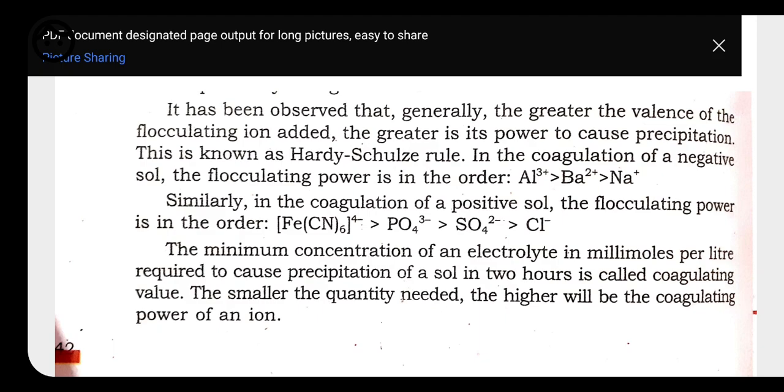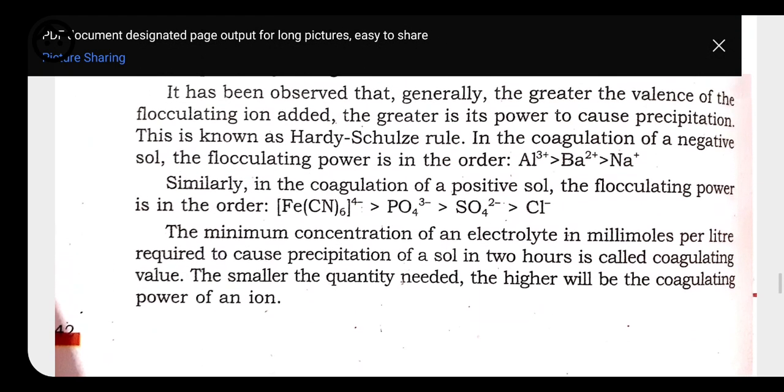Sometimes a question may be asked in your exam giving the coagulating power or coagulating value of elements, asking which one has more coagulating power. The one which has more charge will have more coagulating power, and the one which has a higher coagulating value will have less coagulating power. So this is called the Hardy-Schulze rule, given by two scientists, Hardy and Schulze.